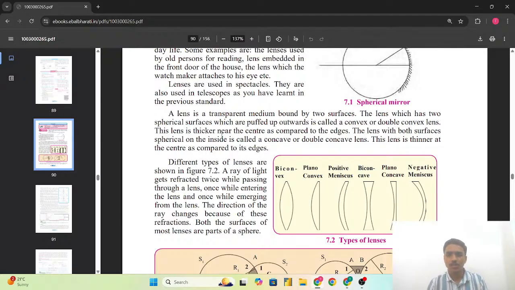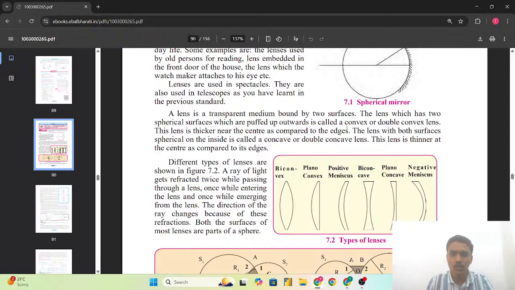A lens is a transparent medium bound by the two surfaces. The lens, which has the two spherical surfaces which are puffed up outwards, is called as a convex or double convex lens. This lens is thicker near the center as compared to the edges. The lens with both the surfaces spherical on the inside is called as a concave or double concave lens. This lens is thinner at the center as compared to its edges.